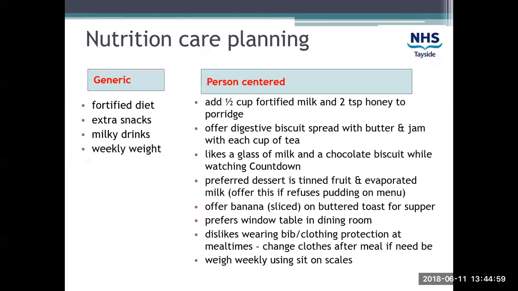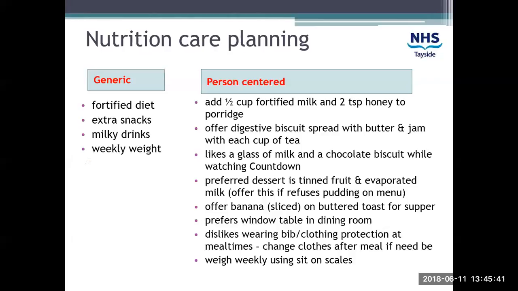Okay, so just a little bit around nutrition care planning. So when agreeing an individualised nutrition care plan with the resident and family, it's really important to get everyone involved with the planning of that. And once you do have that, it's really important to share with all staff, including the cook. So a care plan may include a variety of things, which I can go through, and there is an example on the screen there of quite a generic example of a nutrition care plan, and an example of something that is a bit more person-centred, so a lot more individualised, which is what we're really trying to promote.